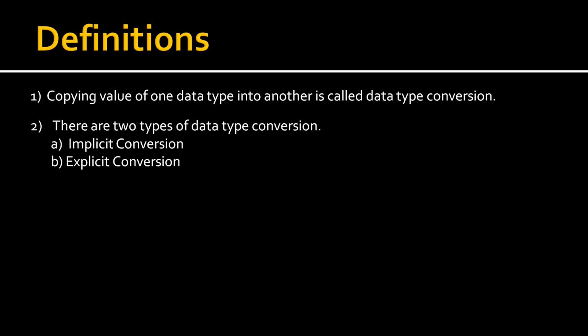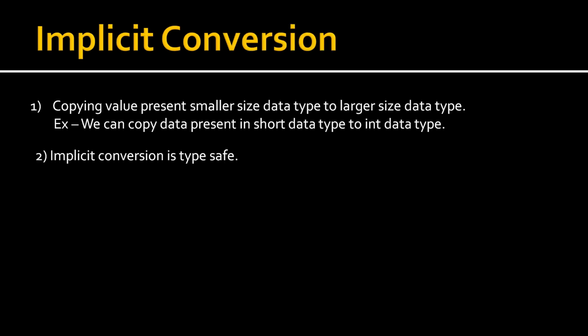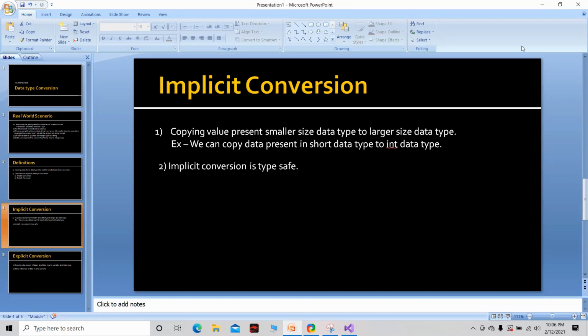We'll see implicit conversion. It is copying a value present in a smaller size data type to a larger size data type. For example, we can copy data present in a short data type to an integer data type. Implicit conversion is type safe. So we'll see this implicit conversion in our Visual Studio.